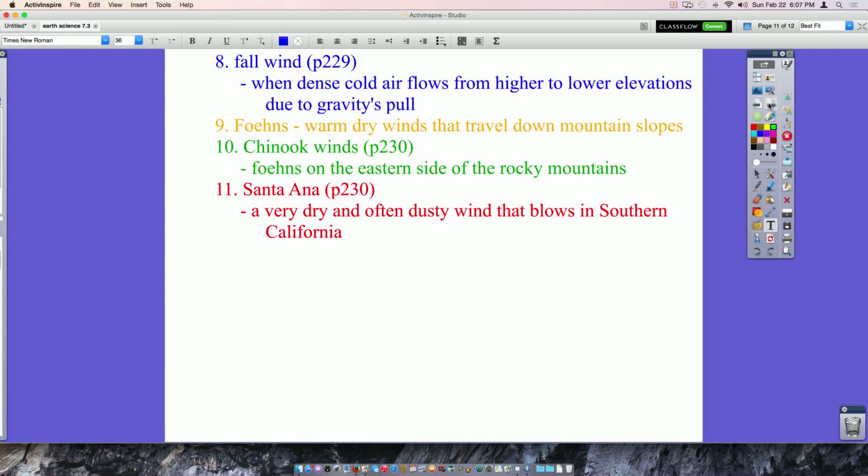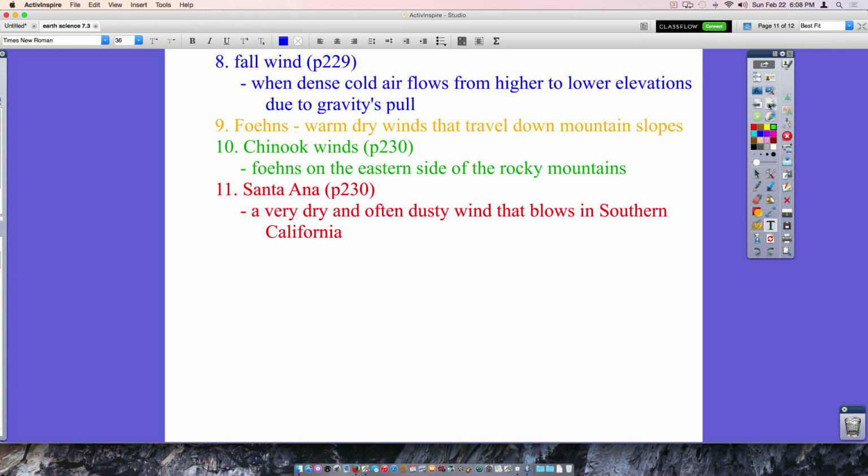We have a couple of other types of winds here. We have the fall wind, when dense cold air flows from higher to lower elevations due to gravity's pull. It's not necessarily because of mountains in this case. It could be from other geographical features or just some differences in temperature that occur between the different altitudes. We also have foehns. Yes, it's pronounced foehns. I know it's an O and an E, but it's pronounced with a long A. These are warm, dry winds that travel down mountain slopes. One of the more prominent ones is the Chinook winds on the eastern side of the Rocky Mountains. These are foehns. Yes, I know there's a casino named Chinook Winds. Well, that's where they got their name from.